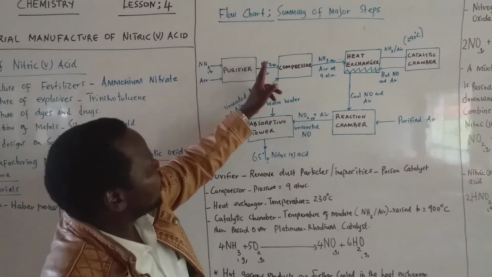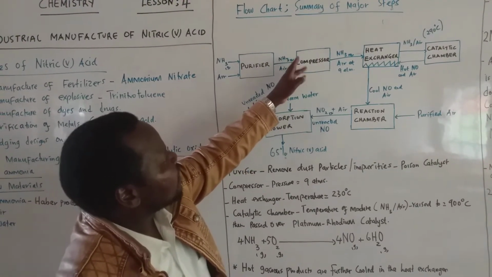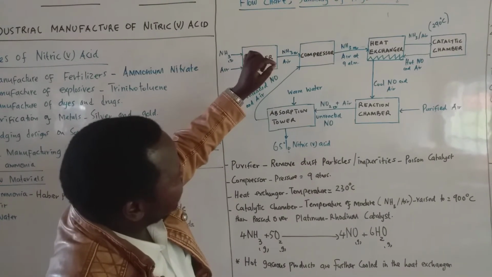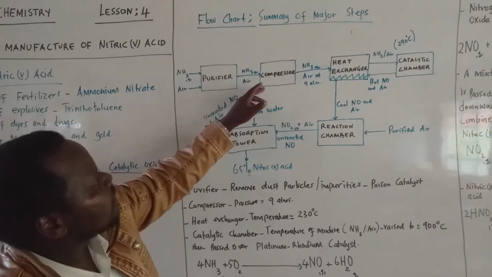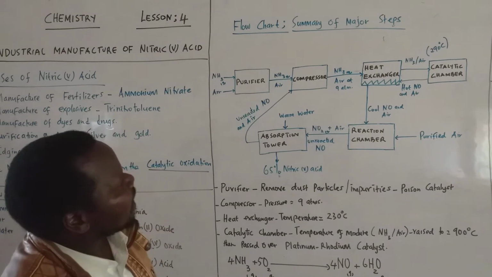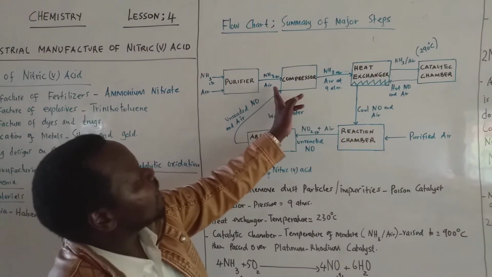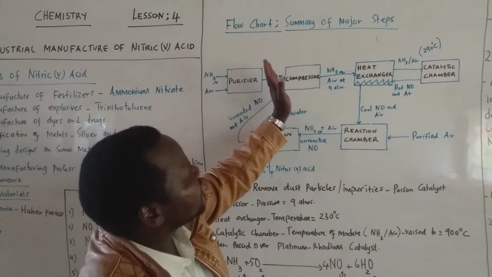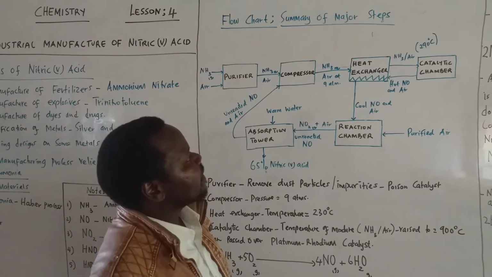The ammonia and air exiting the purifier go into the compressor and will be at a very high pressure of around 9 atmospheres. So this mixture of air and ammonia will be compressed to pressures of about 9 atmospheres. Exiting the compressor, the mixture of the air and ammonia will be at this pressure, and then goes into the heat exchanger.